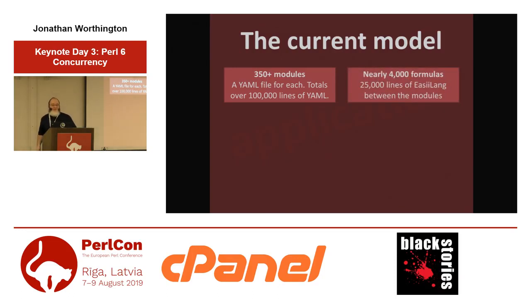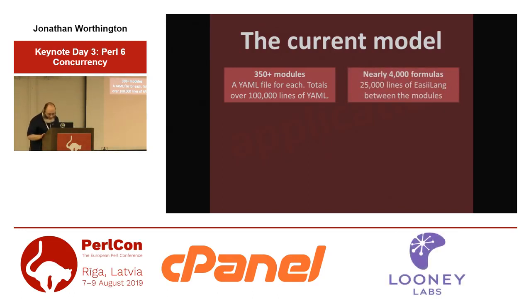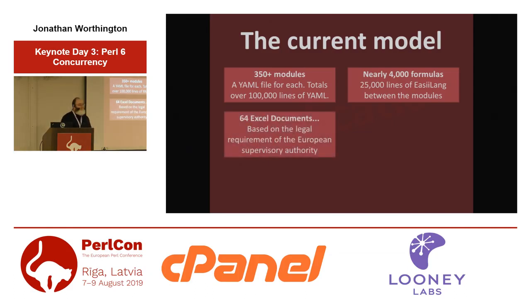There are about 4,000 formulas in this model, the current one, which correspond to 25,000 lines of EasyLang. So basically, I wrote the compiler for this language, and its first real program is 25,000 lines long, which is okay, fine. This is actually more code than Easy itself. Yeah. Now, of course, we're doing pretty interesting stuff here.